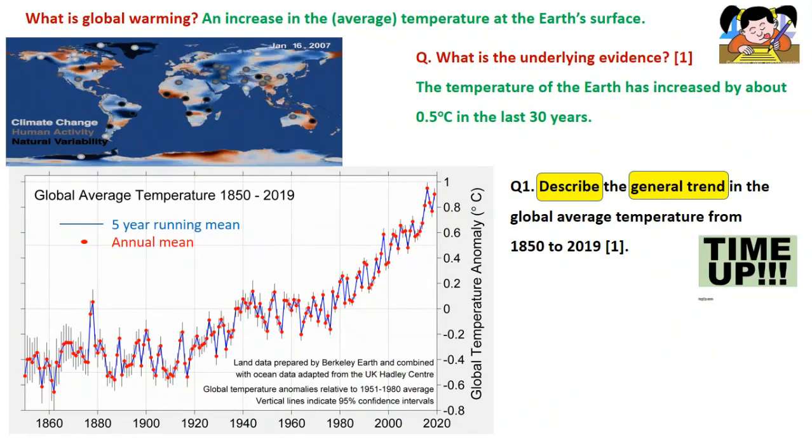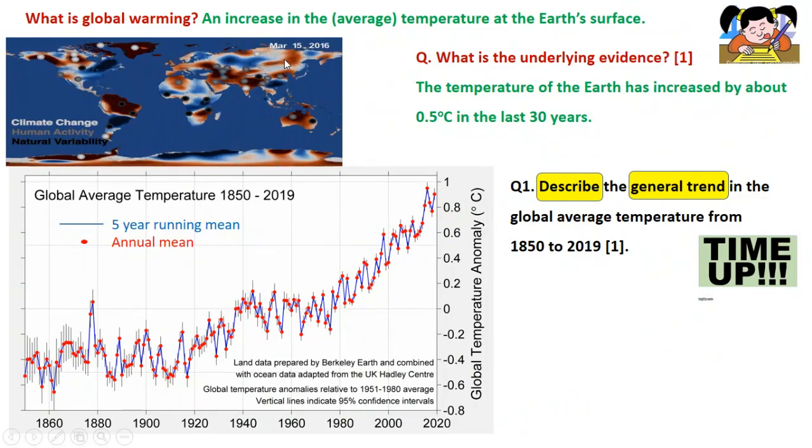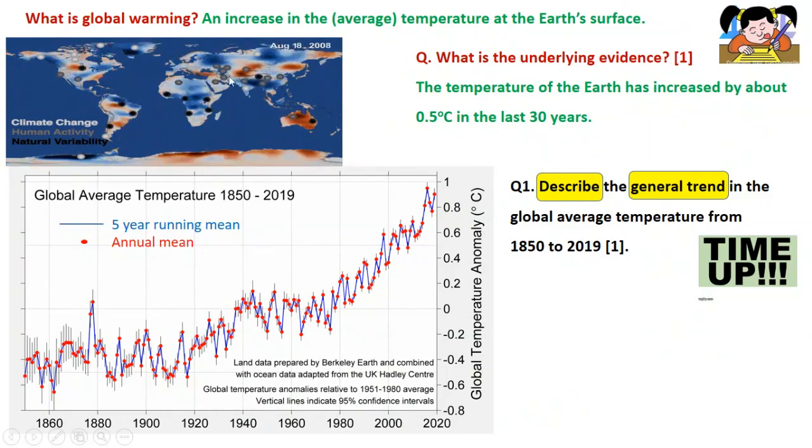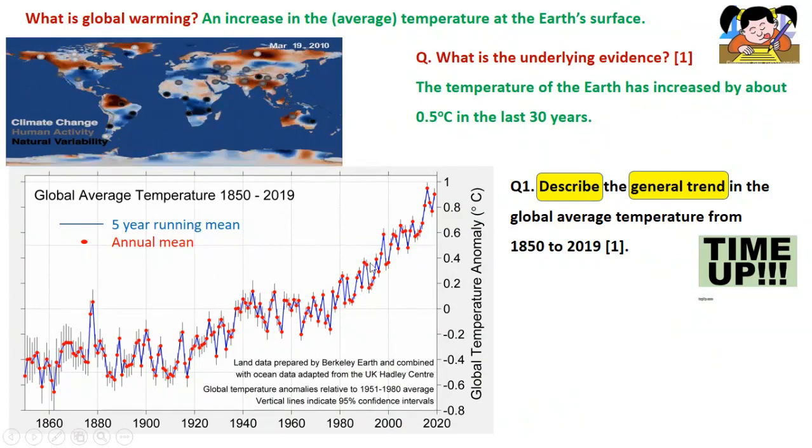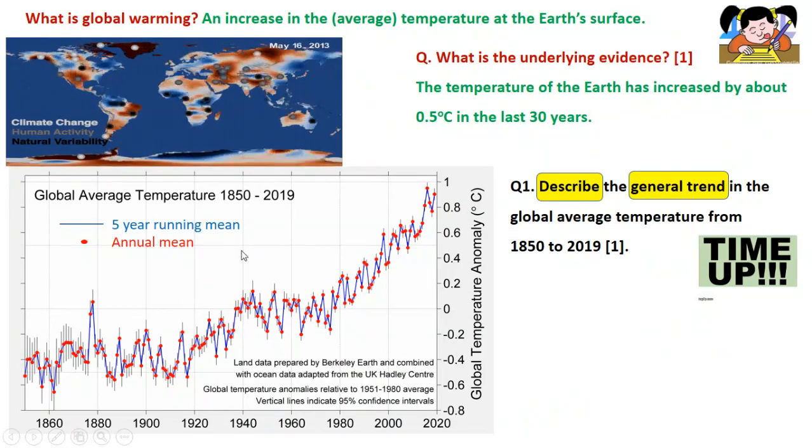On the top corner of that same image, you can see the date changing continuously all the way down to 2016. So from 2002 to 2016, we can see that the average temperature of the Earth has been increasing. Below that, I have got a graph here, and I've got a question for you to answer in your books. I want you to use this graph to describe the general trend in the global average temperature from 1850 to 2019.